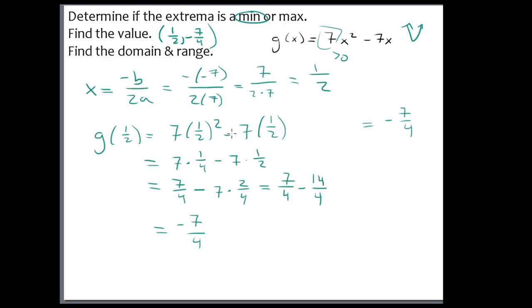And what's our domain and range? Domain is all real numbers. And our range, well, our minimum is negative 7/4, but past that we don't have any limit. So our range is the closed interval, negative 7/4 to infinity. Okay, that's it for these questions. I'll see you next time.